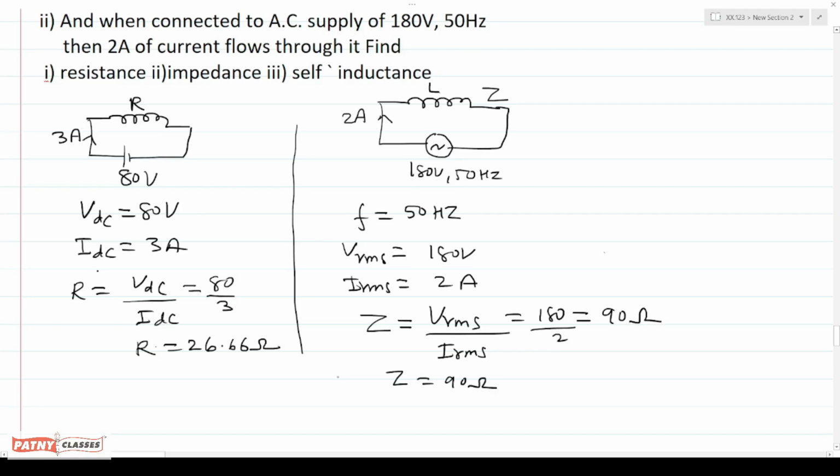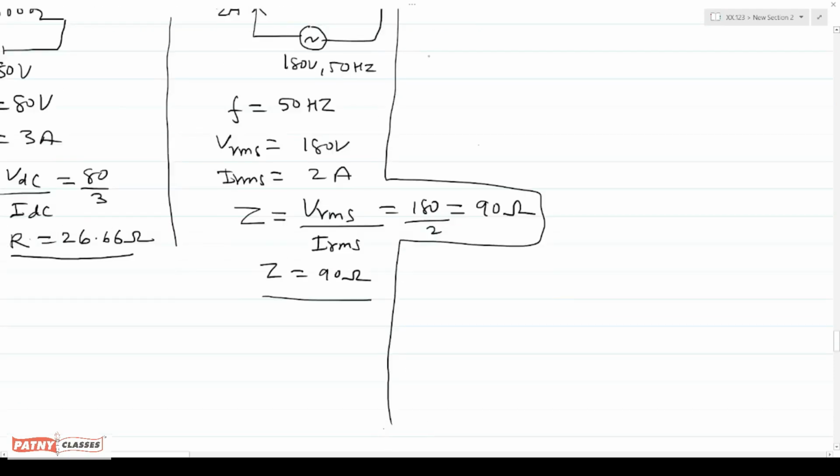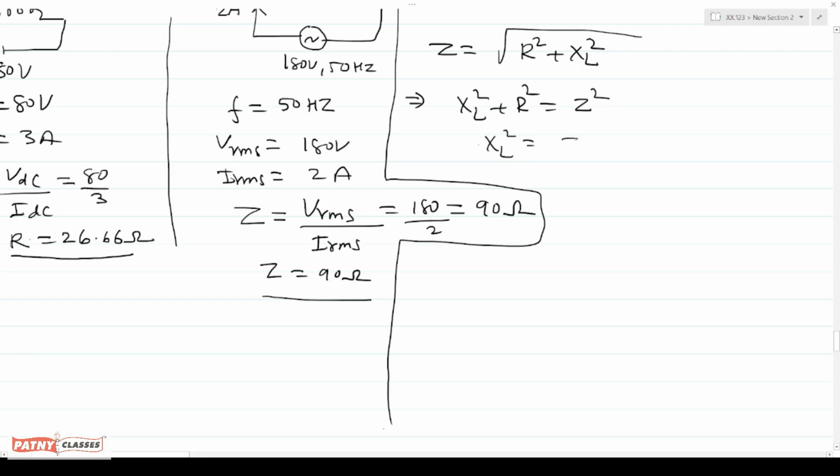We have answered two things. We already got the resistance value, R equals 26.66. We got the impedance value, Z equals 90 ohms. Now we need to find the self-inductance of the circuit. We also know that the impedance of the circuit is given by the square root of R square plus XL square, which implies XL square plus R square equals Z square, so XL square equals Z square minus R square.